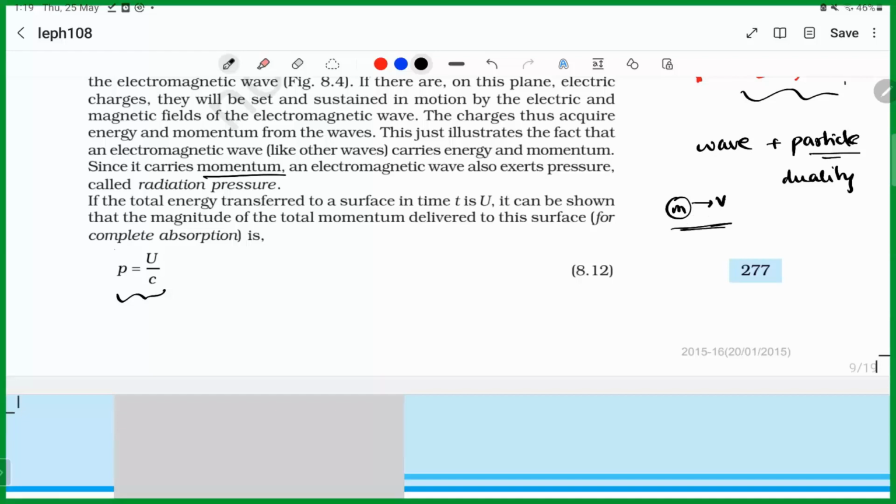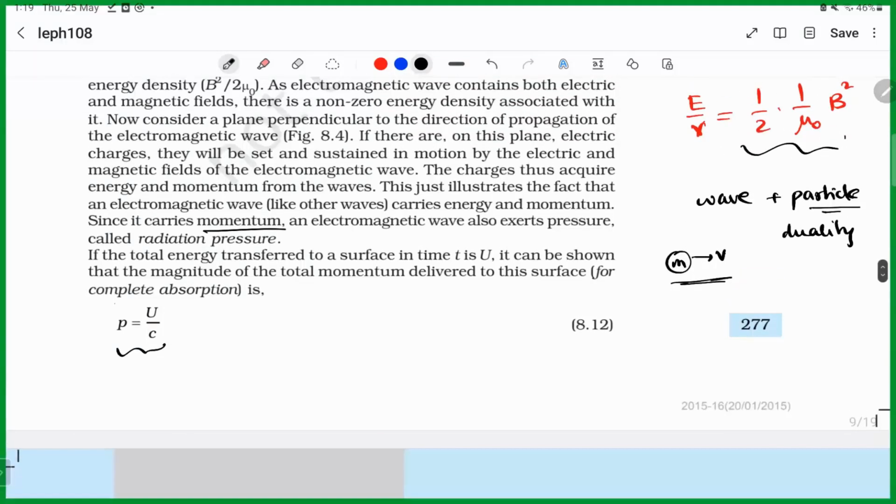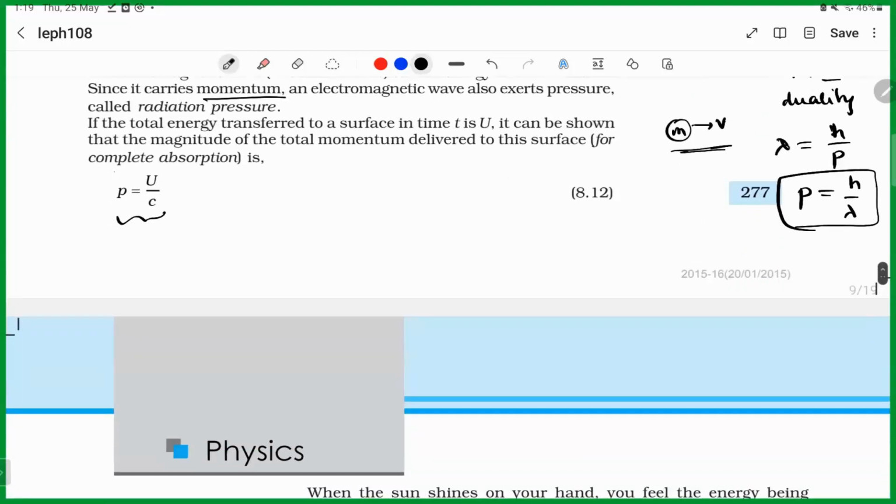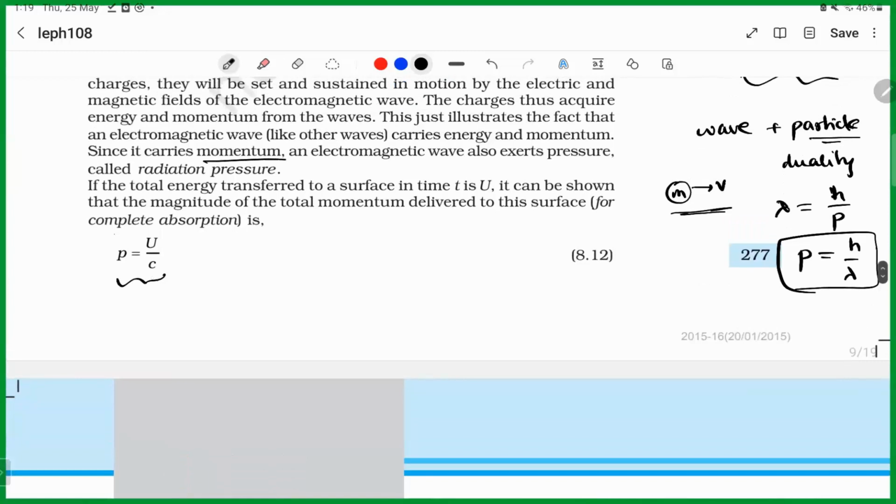However, the momentum of light is defined slightly differently. The momentum of light comes from de Broglie's formula, so I won't get much into that. But you know that the de Broglie wavelength is h by p, right? So the momentum of a light wave is defined as h by lambda. So now you have radiation pressure. Radiation pressure is the energy transmitted per unit area by the speed of light.